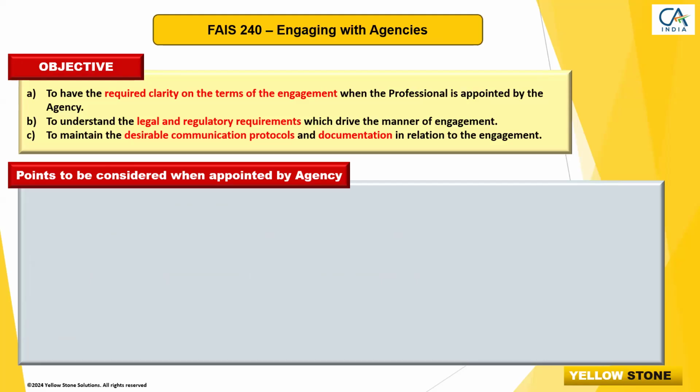Engaging with agencies. Over here, I'll just narrate the objective, and then open the forum for some discussion. The objective is to have the required clarity on the terms of the engagement when the professional is appointed by the agency. When I say agency, I mean government agencies, such as the Serious Fraud Investigation Office, the Enforcement Directorate, an income tax authority, a GST authority, or the Economic Offences Wing. These are a few of the many agencies. Simply put, they are regulators and overseers from the government, to understand the legal and regulatory requirements. The third objective is to maintain the desirable communication protocols and documentation in relation to the engagement.